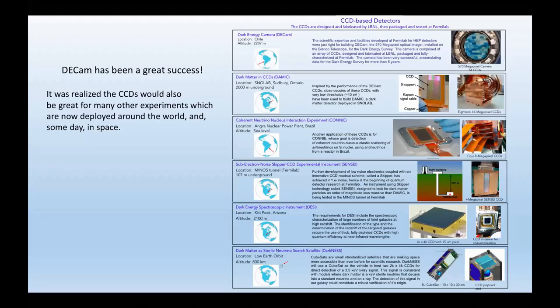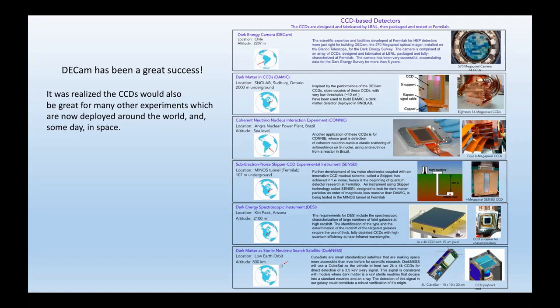As I mentioned, we tested these CCDs like crazy, and we also ended up having twice as many science-grade CCDs as we needed, which is unusual and wonderful. So it was realized that these CCDs would be great for many other experiments that were detecting both light or particles. Now these CCDs are deployed all around the world in many different experiments. And the last time I talked to everyone at NAA, that's what I talked about. I talked about all of these different experiments that use these DECam CCDs or cousins of the DECam CCDs.